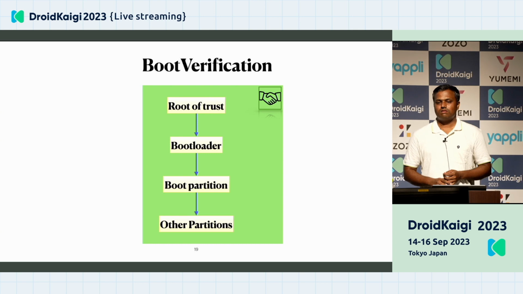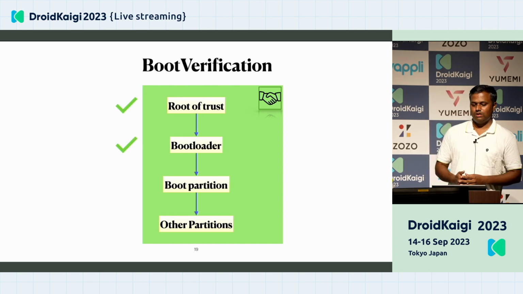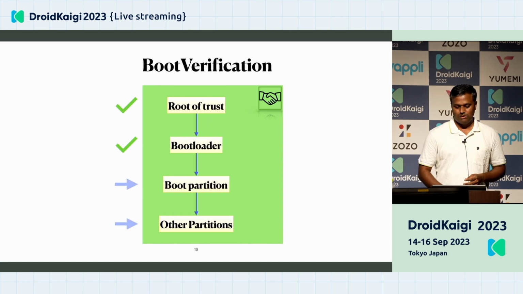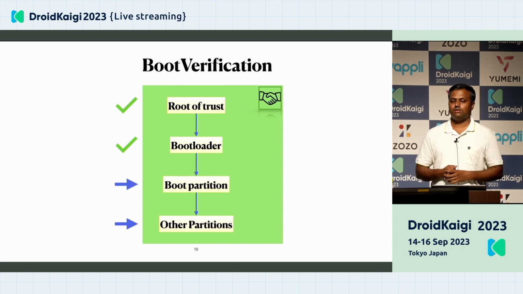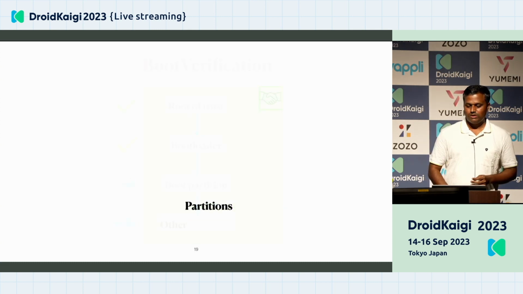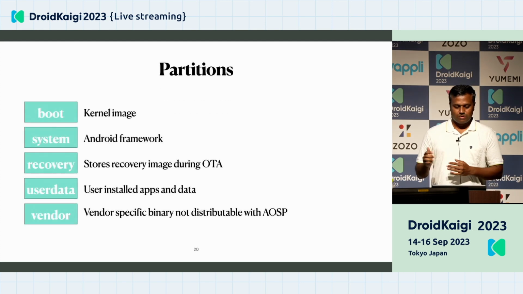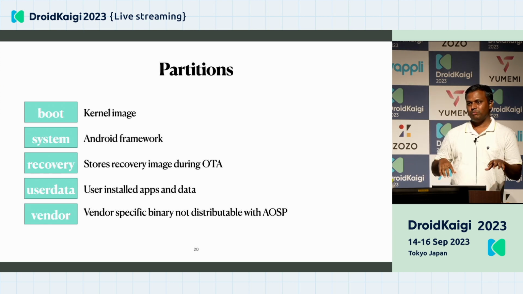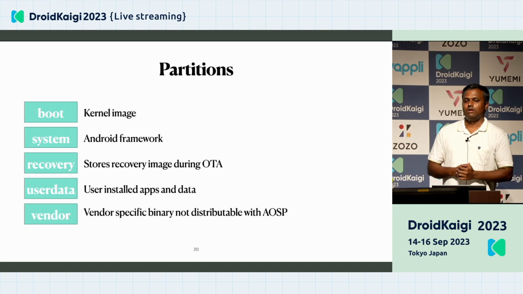So these were the earlier slides. In them we have seen the root of trust, what a bootloader is and how it works. Now it's the turn of the boot partition and other partitions. But what are partitions? The boot process involves different partitions. The different binaries or kernel images are distributed among the different partitions depending on their usability or on different parameters.